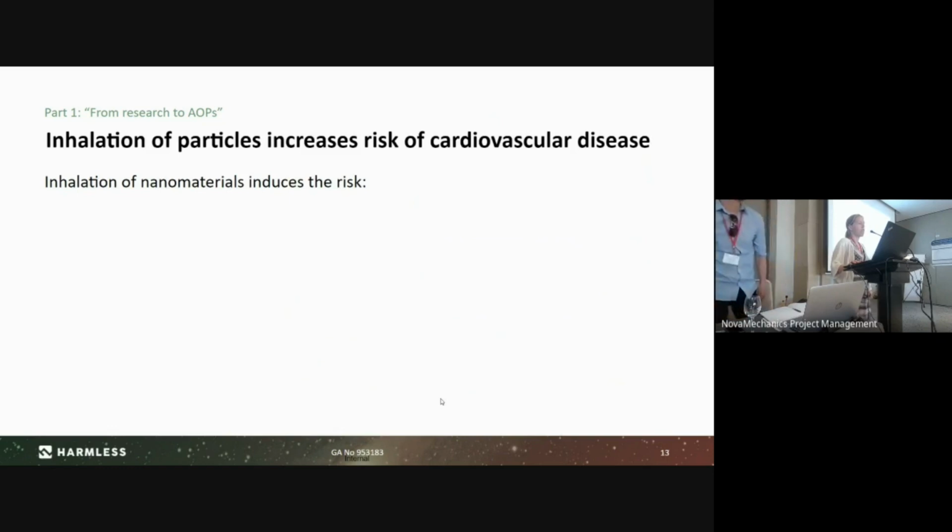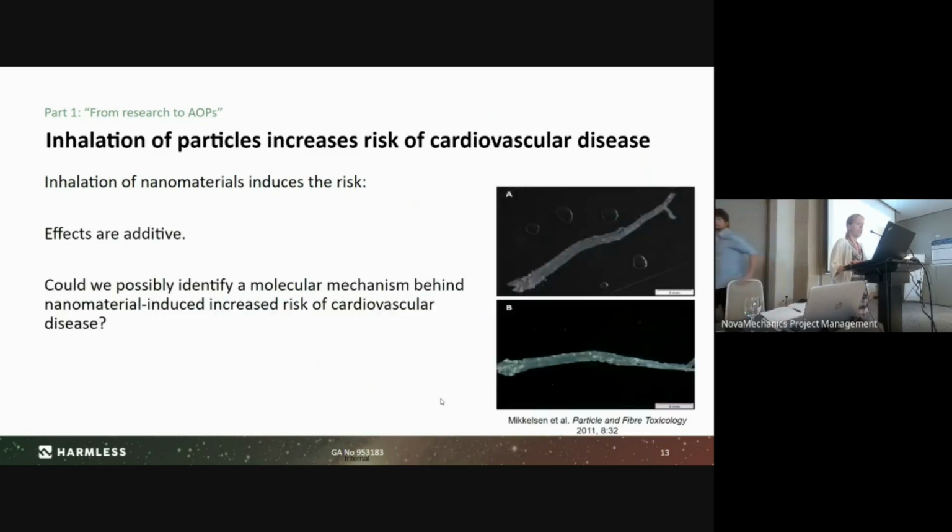Some studies have shown that inhalation of nanomaterials induces the risk of cardiovascular disease. This is shown on the figure here on the right. We have two aortas from mice, and the bottom one is exposed to titanium dioxide, and the top one is exposed to the vehicle. As you can see in the white spots on the aorta, these mice develop plaque progression.